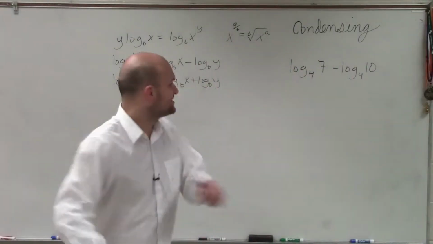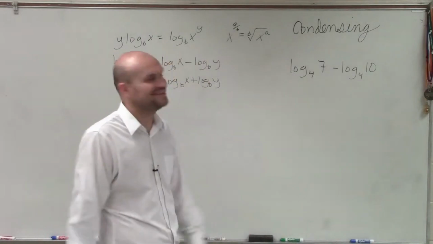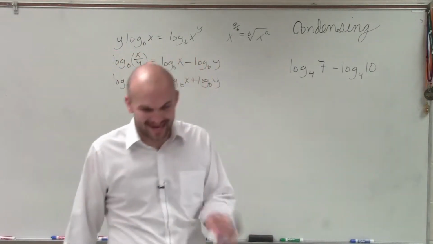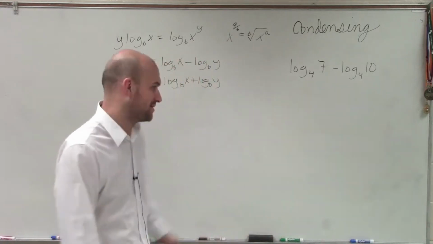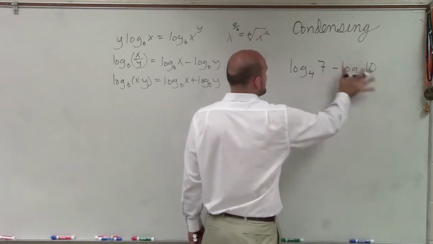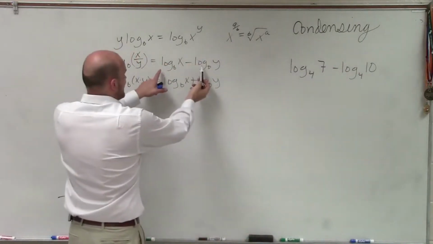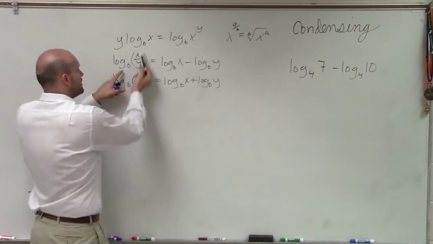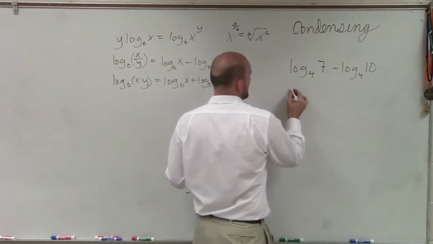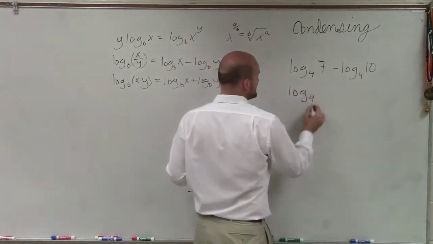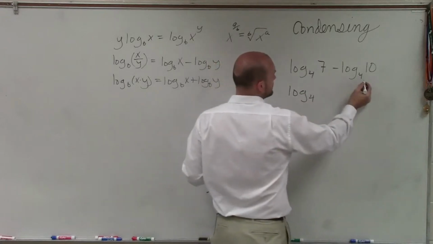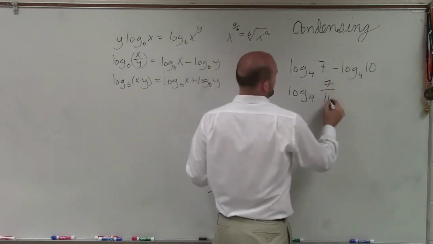Here we go. So what I have here is log base 4 of 7 minus log base 4 of 10. Again, by applying our properties of logarithms, if we have two logarithms with the same base and we're subtracting, we can rewrite that as one single logarithm as the quotient of our values. So I can rewrite this as one single logarithm, log base 4. It has to be the same base. Log base 4 of 7 divided by 10.